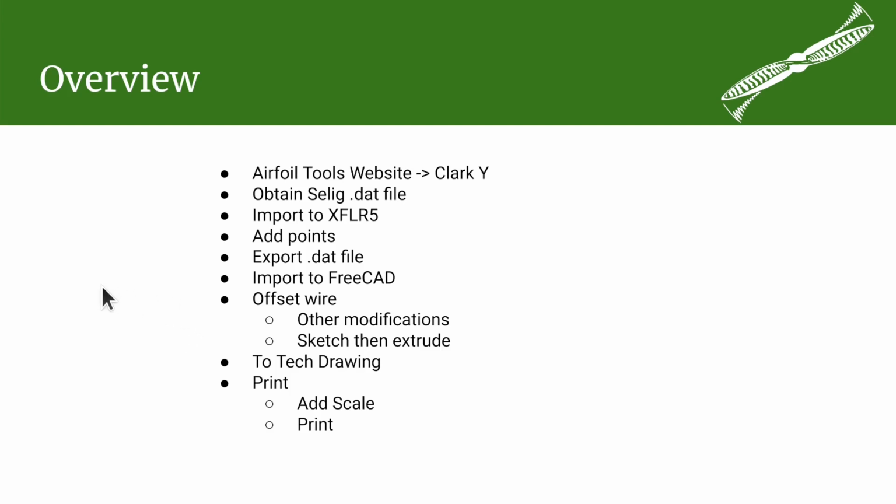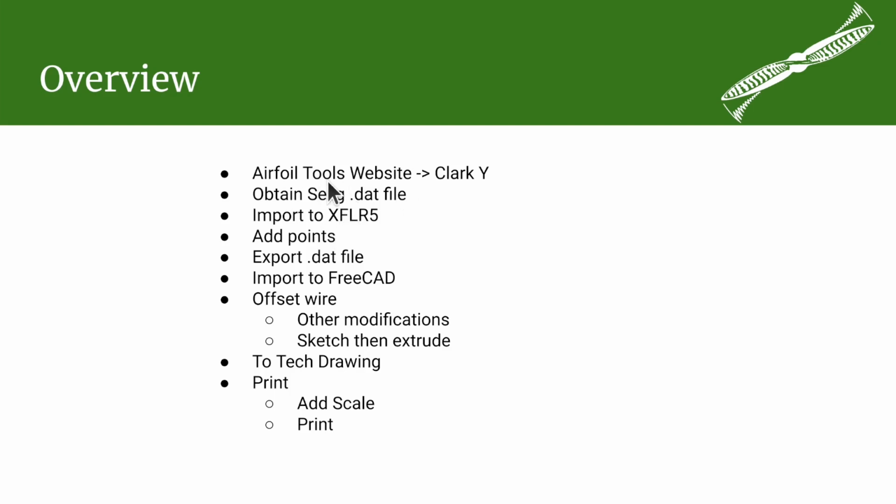So we need to obtain the coordinates for our airfoil. There's a nice website out there that has a whole bunch of airfoil coordinates. So we'll go to that and we'll grab a Clark Y. Now we're going to get that in the Selig .dat file format. We're going to import that .dat file into a free program called XFLR5.